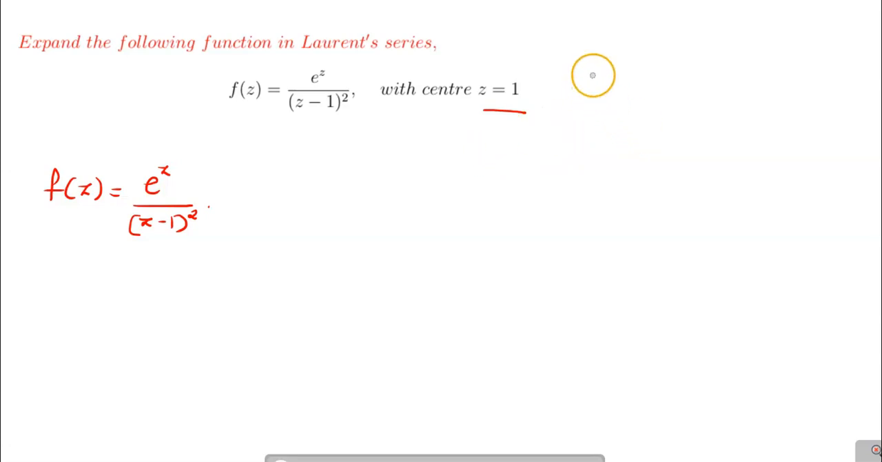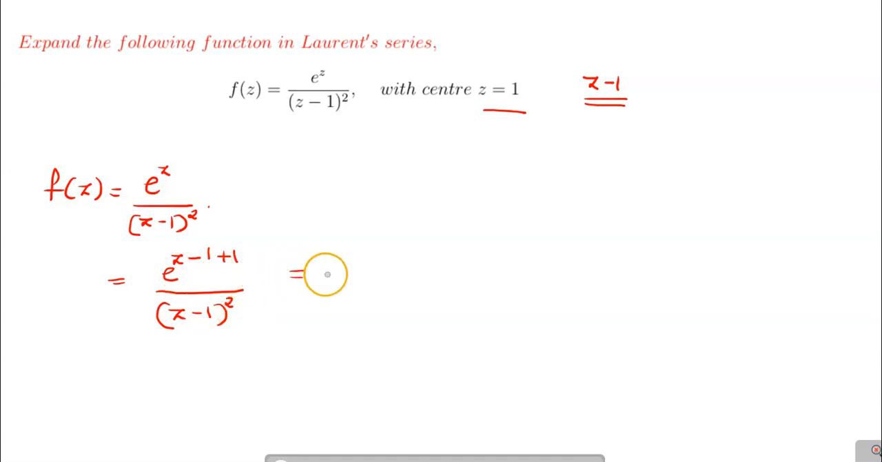So the Laurent series expansion always contains the term z minus 1. So the expansion is of the form in terms of z minus 1. Now this is z, so make it as z minus 1 plus 1, so that we have z minus 1 here. z minus 1 plus 1 is z. And this is z minus 1.